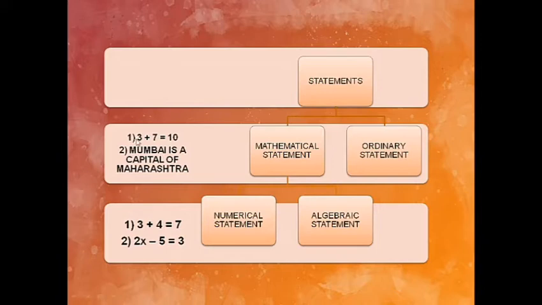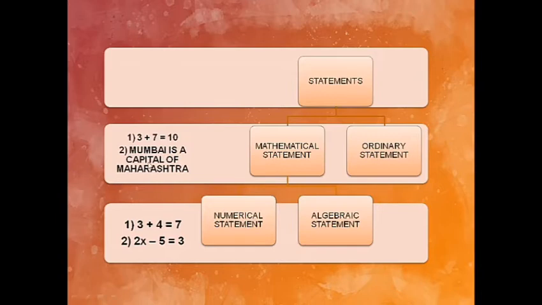Example: 3 plus 7 equals 10. It is a statement, and we call it a mathematical statement. Here there is addition between the numbers 3 and 7, and 3 plus 7 equals 10. Then the second example is given for the ordinary statement: Mumbai is the capital of Maharashtra. This is a statement which we use regularly while talking. That's why we call it an ordinary statement.